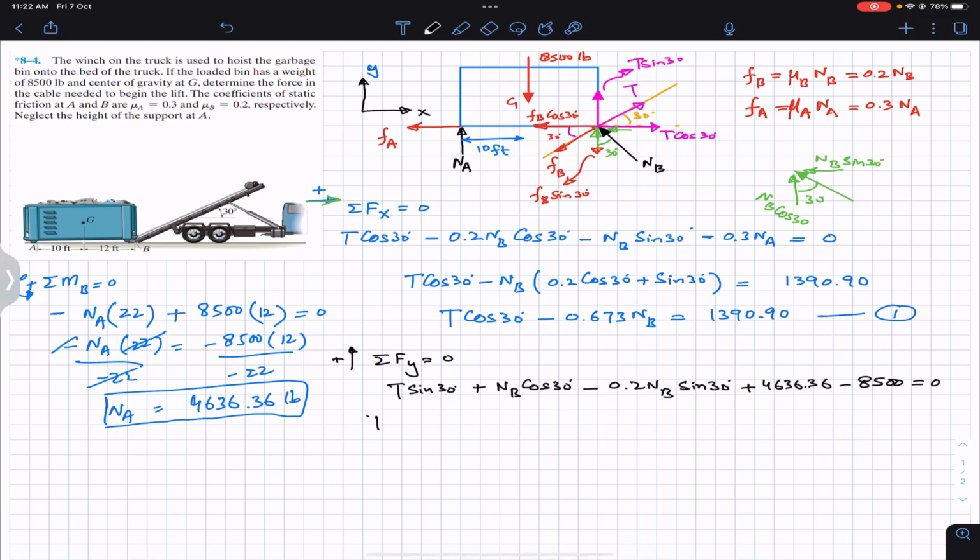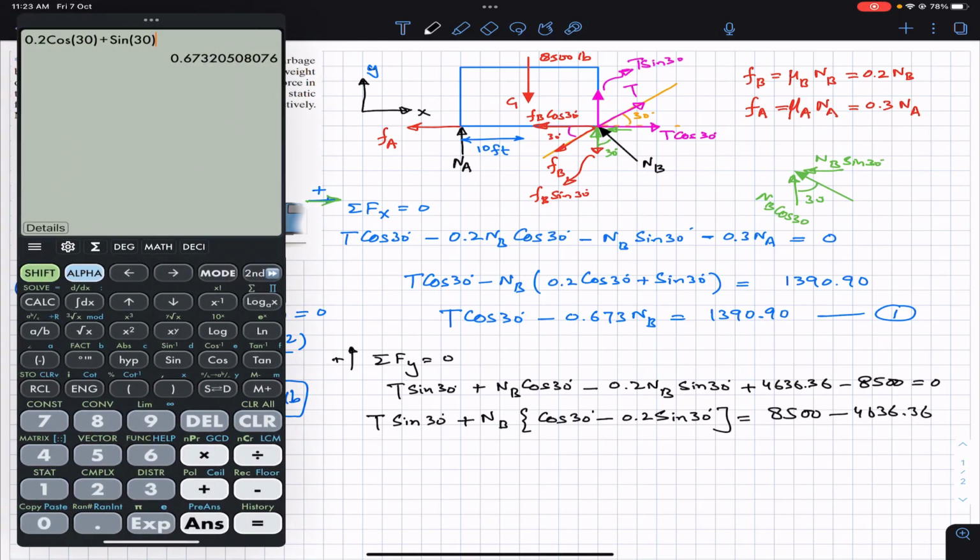So now we can write that this is T sine of 30, and if I take NB common from these two terms, we can write NB times cos of 30 minus 0.2 sine of 30. And we can bring these two terms to the other side of the equation, so their signs will become opposite. So we will have 8500 minus 4636.36. So now let's find that: 8500 minus 4636.36 gives me 3863.